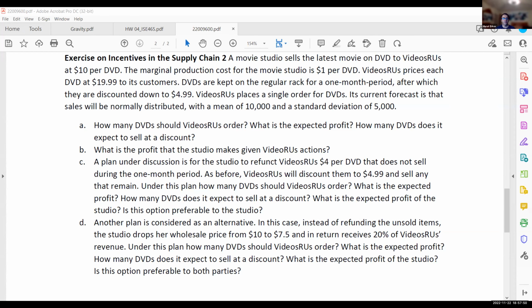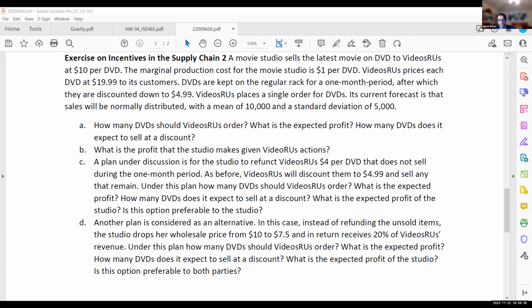Part C says, a plan under discussion is for the studio to refund Videos R Us $4 per DVD that does not sell during a one month period. As before, Videos R Us will discount them to $4.99 and sell any that remain. Under this plan, how many DVDs should Videos R Us order? What is the expected profit? How many DVDs does it expect to sell at a discount? What's the expected profit of the studio? Is this option preferable to the studio?